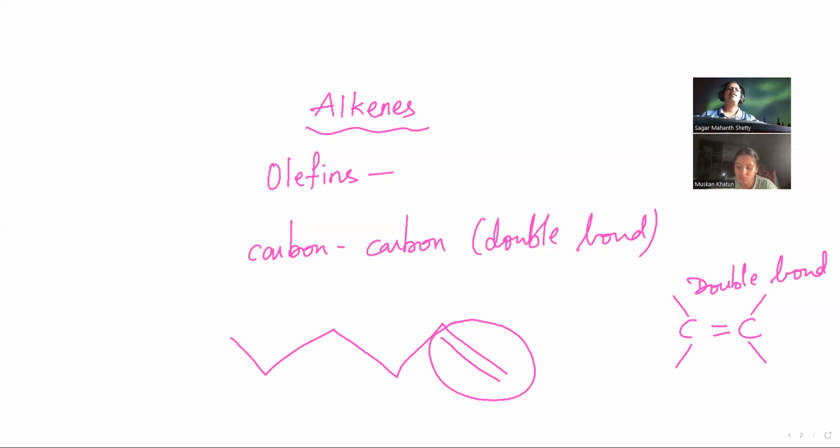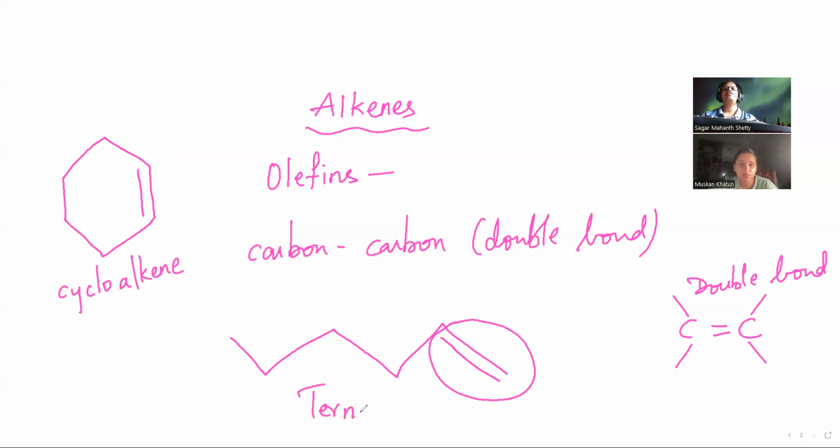Apart from this, we have alkenes in a closed structure as well. So it might be something like this. The reason I'm putting a double line here indicates the presence of a double bond. So what kind of an alkene can you call this? We call this a cycloalkene. And this, of course, is a terminal alkene, which has a double bond at the end of the carbon chain.